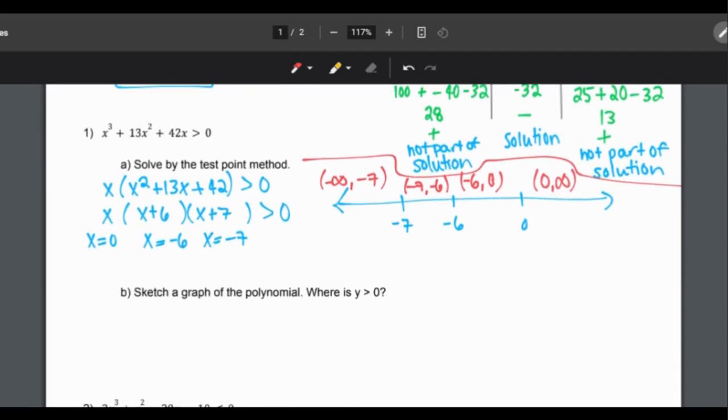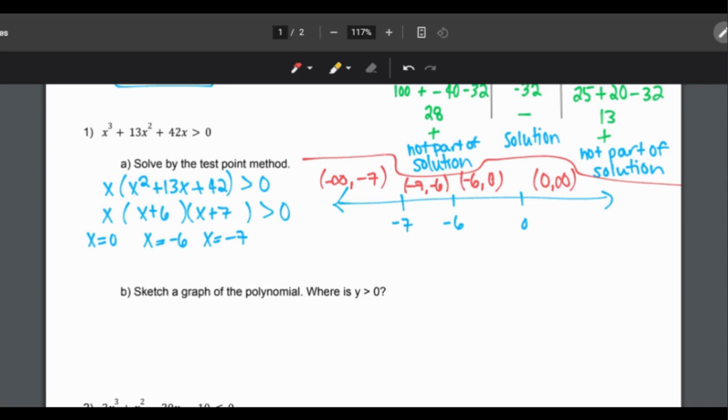All right, so to solve this one, it says solve by using the test point method. So we're going to test different points. One other way we could do it is we don't have to necessarily plug in to the original equation. We could plug it into the factored equation, right? That might help us figure out the numbers a little bit better or faster.